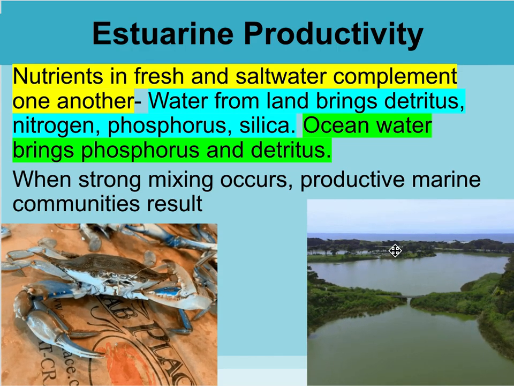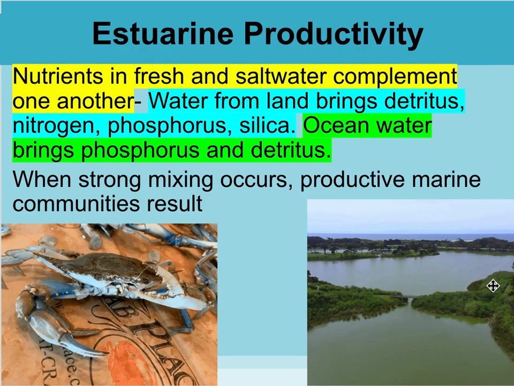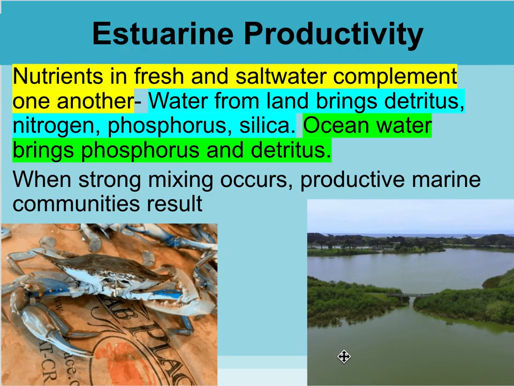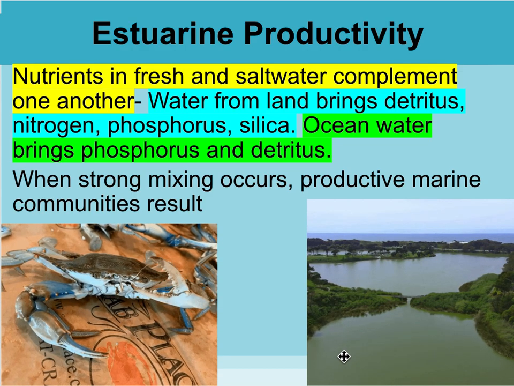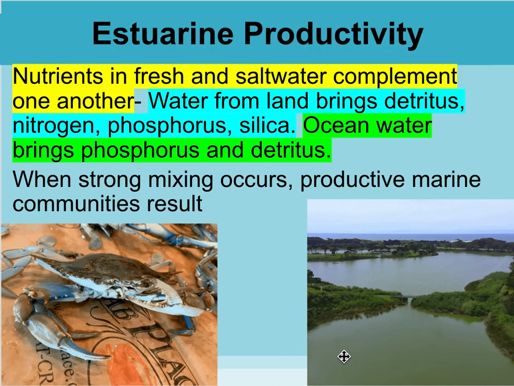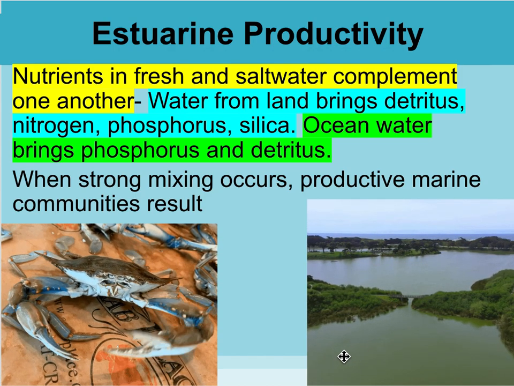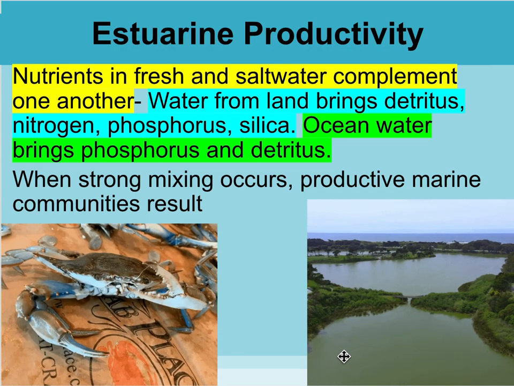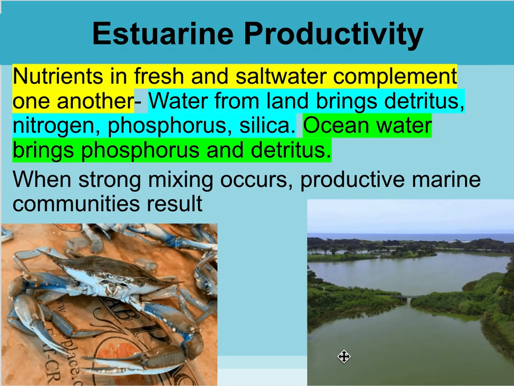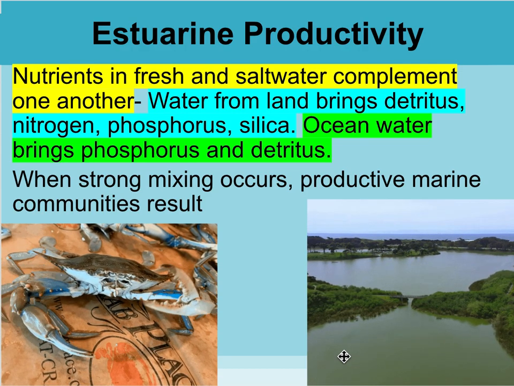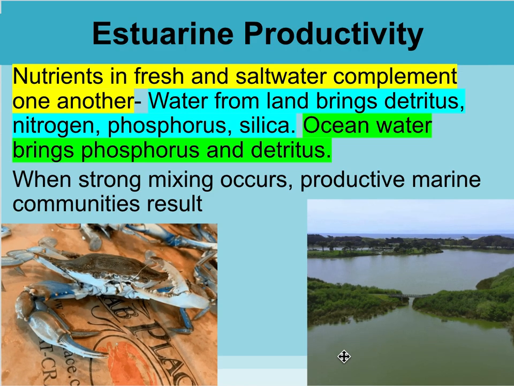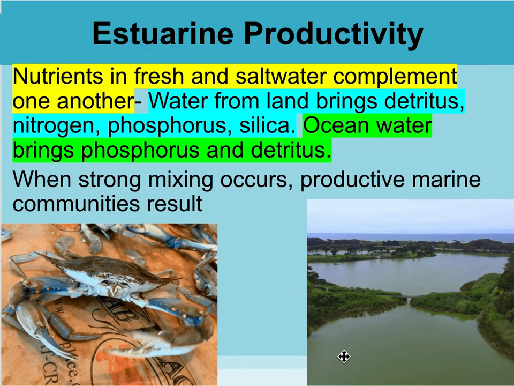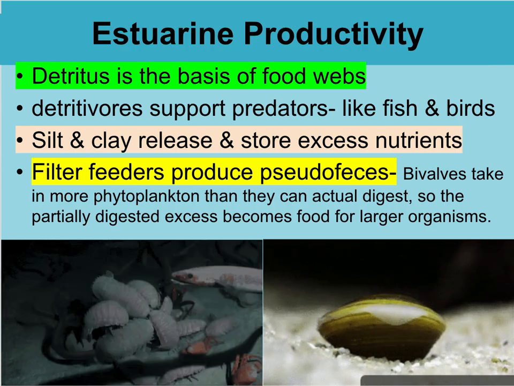So if this is an estuary and here's the ocean, this side of the estuary has a lot more ocean water, and this side is fed more by the river water. The river water is coming down from whatever mountains or valleys it was in, and it is going to bring a lot of detritus, which is dead and decaying matter full of nutrients, with nitrogen, phosphorus, and silica. The ocean water is also going to be bringing in phosphorus and detritus, dead and decaying matter. And so basically, you have the most nutrient-rich, best of the best from both the freshwater and the ocean water meeting in one place, which makes for a highly productive food web.